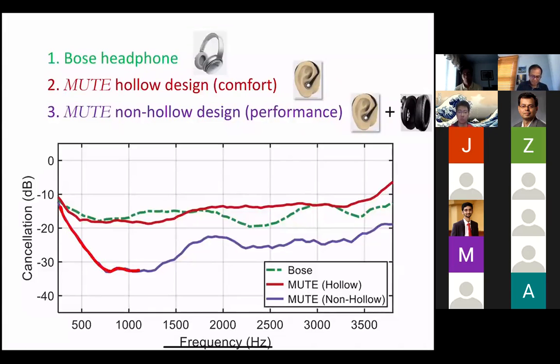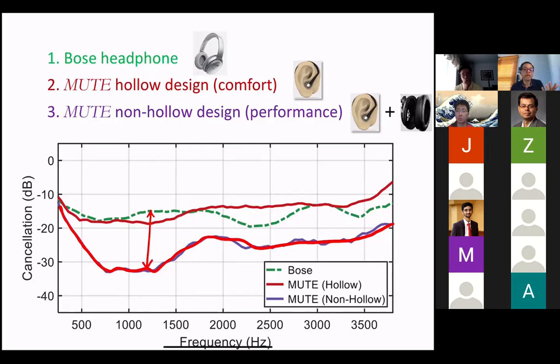This is mute when you use Bose's headphone, but you run the mute algorithm and not Bose's ANC algorithm. So you're blocking the ear, but instead of running gradient descent with the Bose's algorithm, you're running all these advantages that mute gives you. And that's the gain. Green is Bose and this is mute.